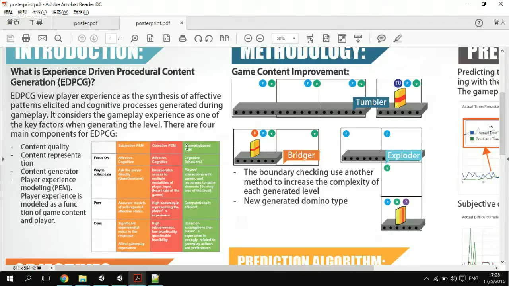The last one is the gameplay-based PEM, which is the most popular one, and requires the interaction between the player and the system. For example, the time taken to complete the game, or the reaction when the player fails to meet a target. Compared to the others, the objective PEM is the most difficult to implement because it requires some hardware. Therefore, in this semester, we test subjective PEM and gameplay-based PEM.